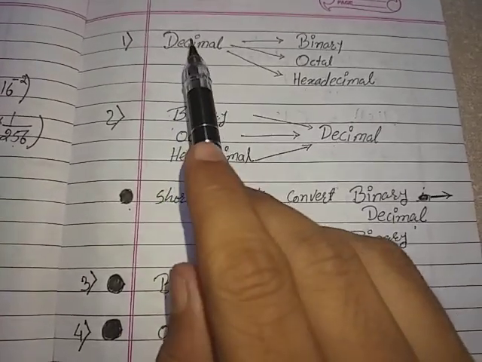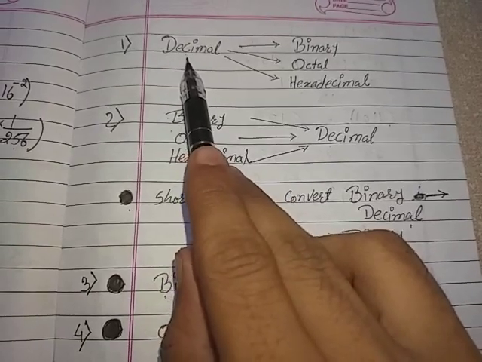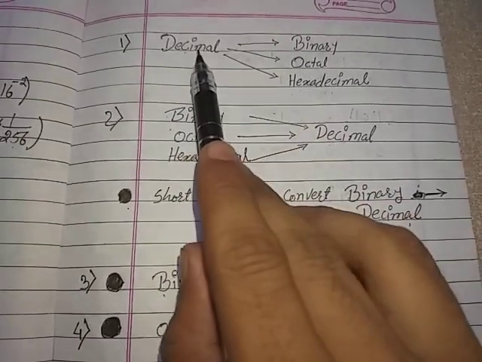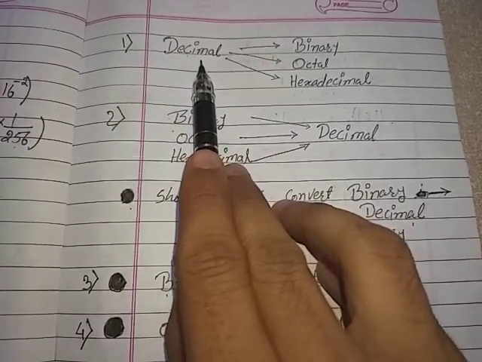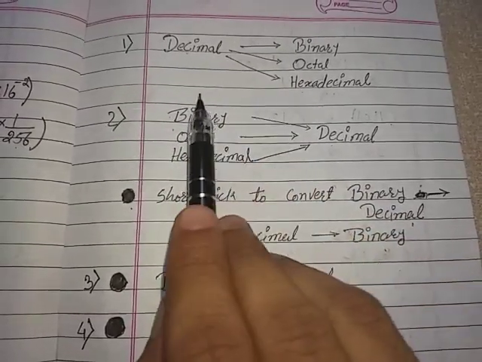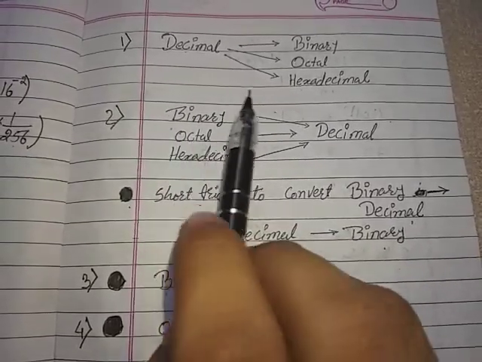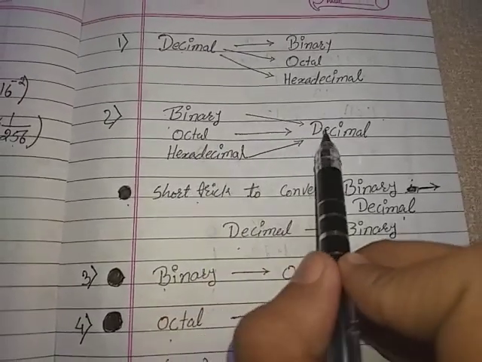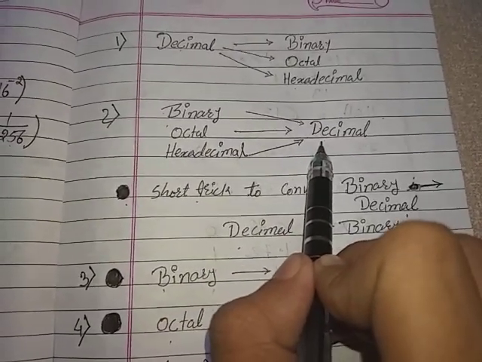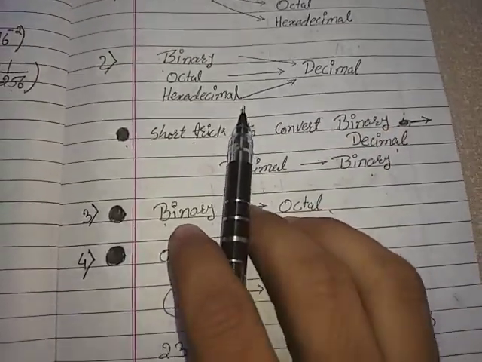Hello guys, in the previous two lectures we have learned how to convert decimal number system into binary number system, decimal number system into octal number system, decimal number system into hexadecimal number system, binary number system into decimal number system, octal number system into decimal number system, and hexadecimal number system into decimal number system. In case you missed the lectures, the link is available in the description.